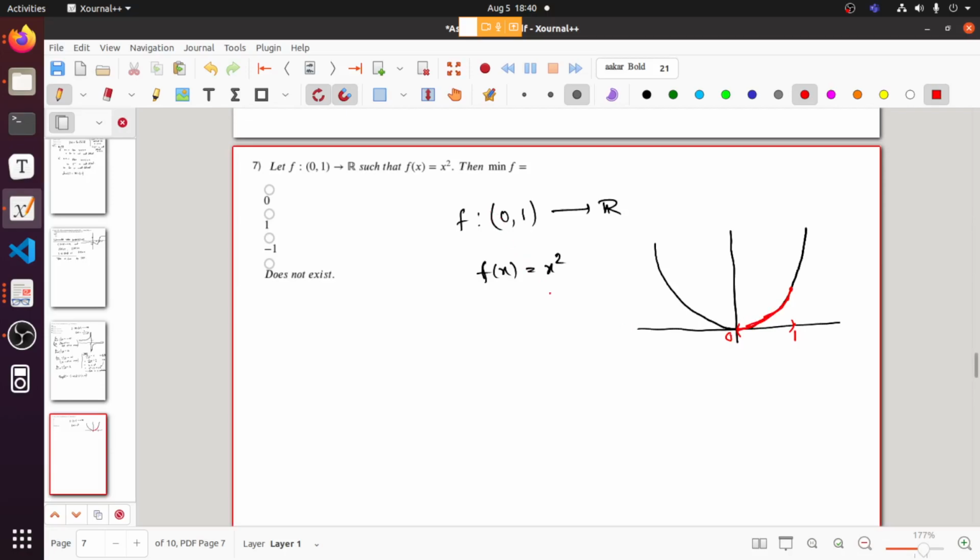So 0 is not there, so f cannot take the value 0, right? Because 0 is not there, f cannot take the value 0, and 1 is not there, so f also cannot take 1. So what will be the minimum? You can guess that 0 will be the minimum, right? But f cannot take the value 0, because as x tends to 0 plus, f of x is 0, but f cannot take the value 0.